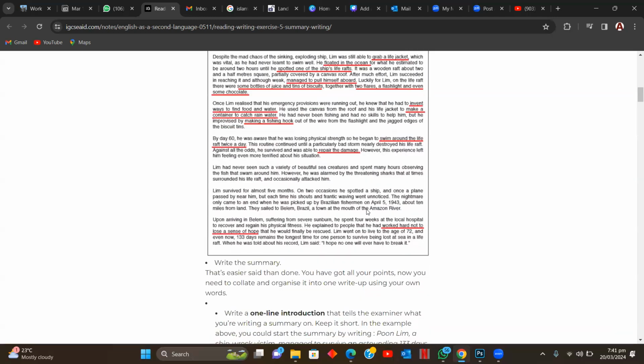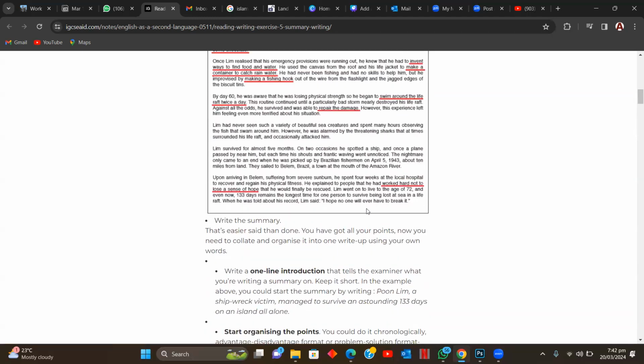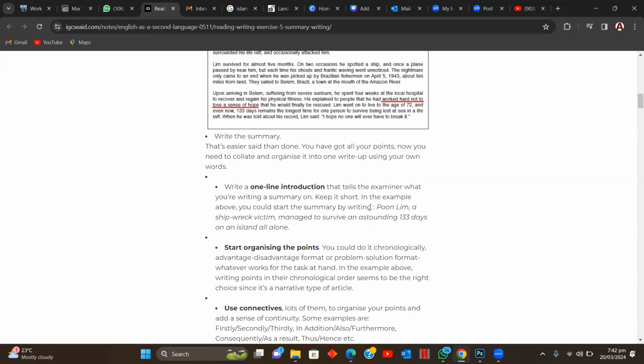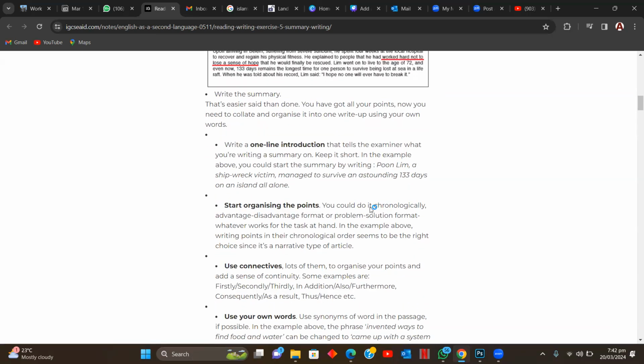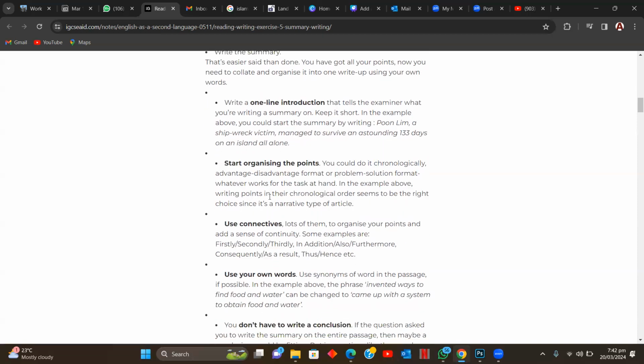Writing a summary in full continuous form is when you convert these notes into one cohesive set of writing. All right. Your summary needs to have a one line introduction. You tell the examiner what you're writing on, although they already know that, but it's important to have a one line introduction because this gives a format to your writing. Start organizing the points.